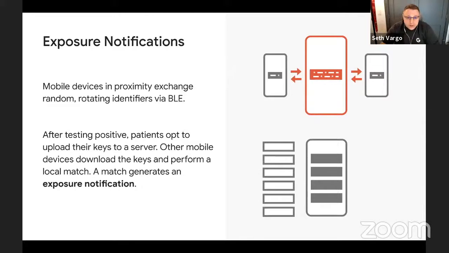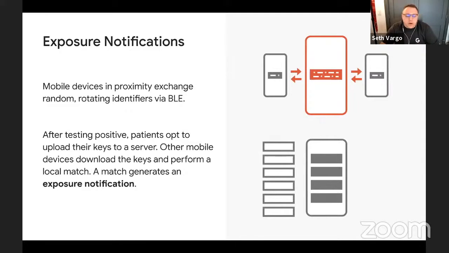And when a user tests positive for COVID, they can opt to upload those random IDs to a central server. And then on some fixed interval, usually every night when you're connected to Wi-Fi and plugged in, other mobile devices download those keys from that centralized server and perform a local on-device match. If there's a match, it means that you came in contact with someone who has tested positive for COVID.